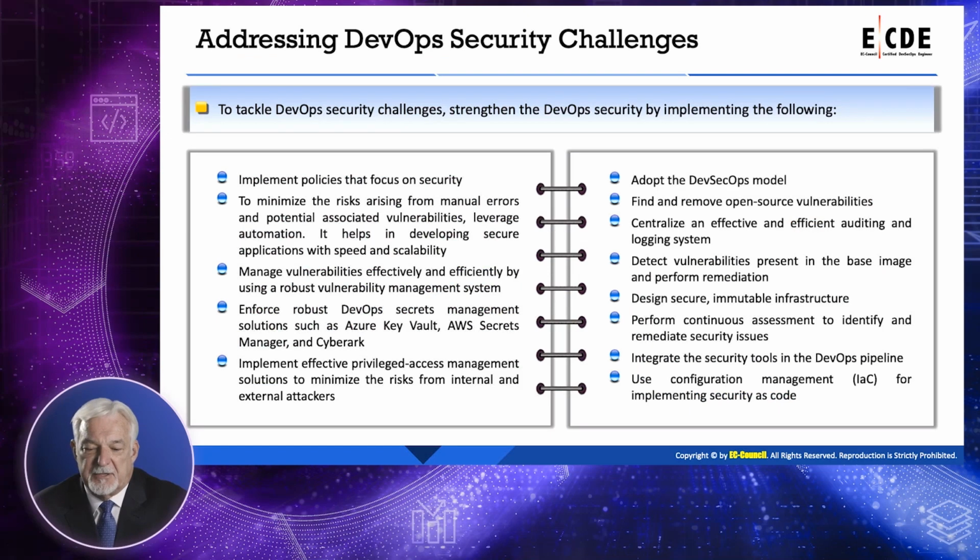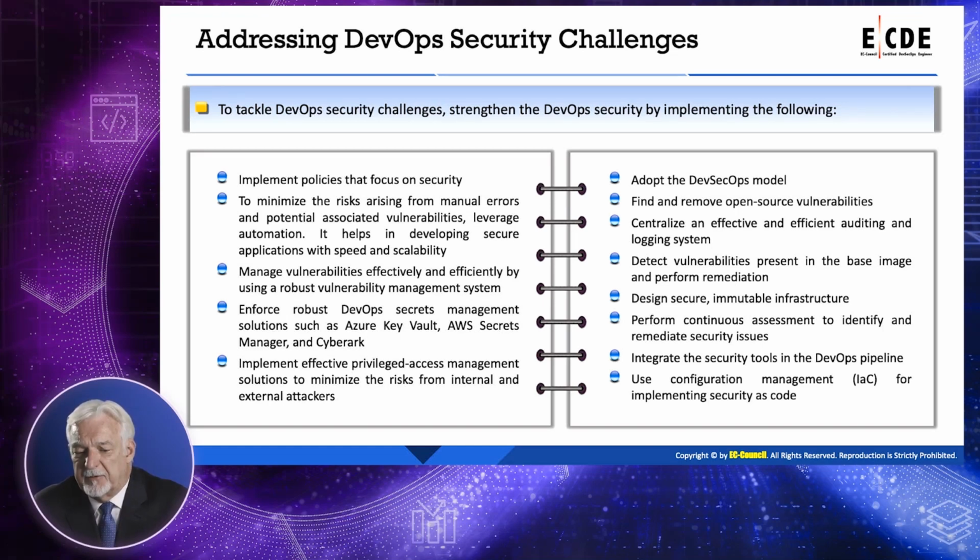Addressing DevOps security challenges. You have to strengthen the DevOps security model by implementing the following. To minimize the risks arising from manual errors and potential vulnerabilities, you leverage automation. It helps in developing secure applications with speed and scalability. You manage vulnerabilities effectively and efficiently by using a robust vulnerability management system. You enforce robust DevOps management solutions, such as Azure Key Vault, AWS Secrets Manager, and CyberArk.